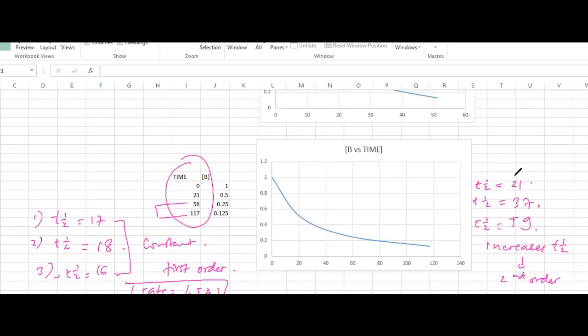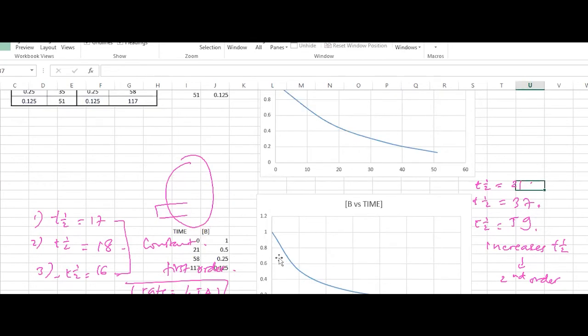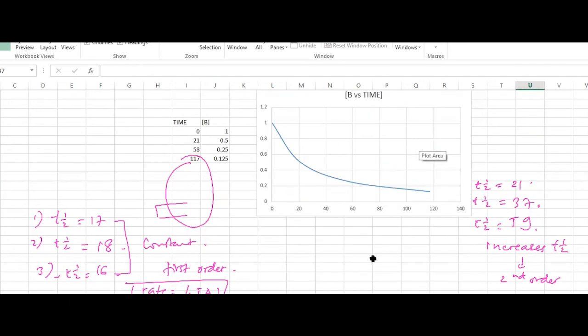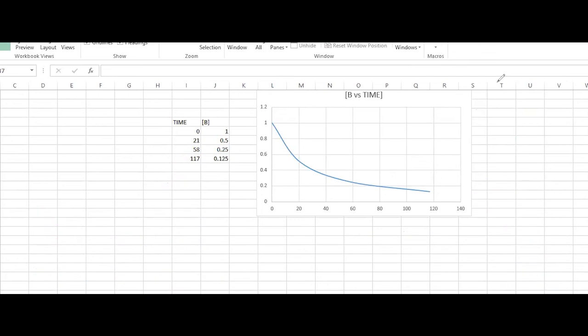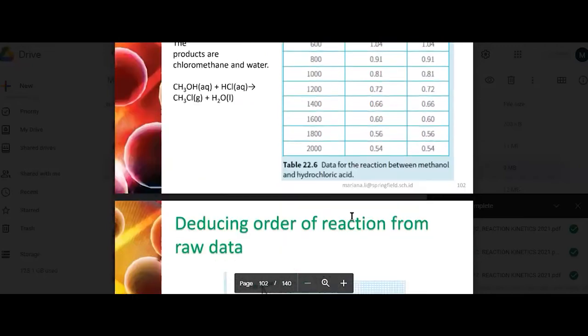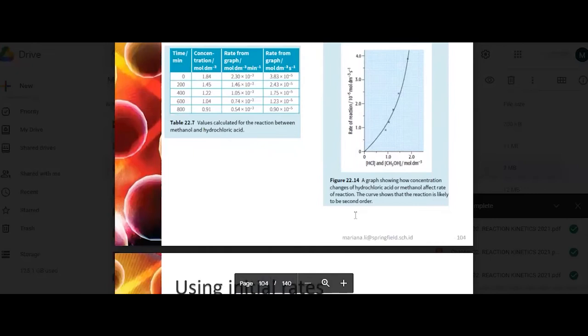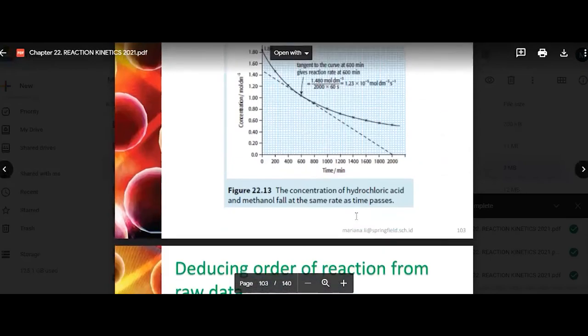We can also confirm, if we compare these two graphs, that this is the shape of a second order reaction, since this is steeper than the first order one. Okay, this is the second order. Because this is second order, the rate equation would be equal to k times B to the power of 2. We are done with these practice questions. I think that's all for order of reaction and half-life.